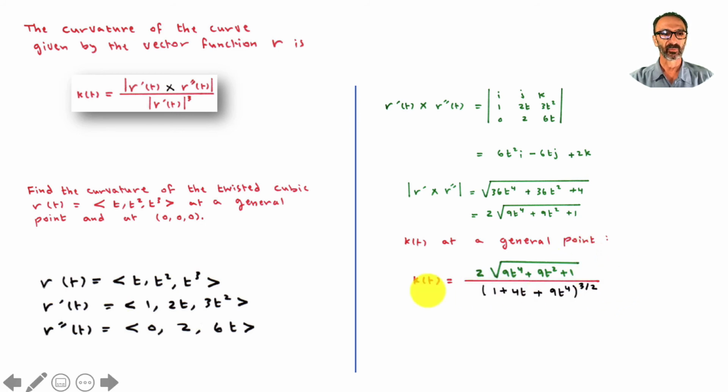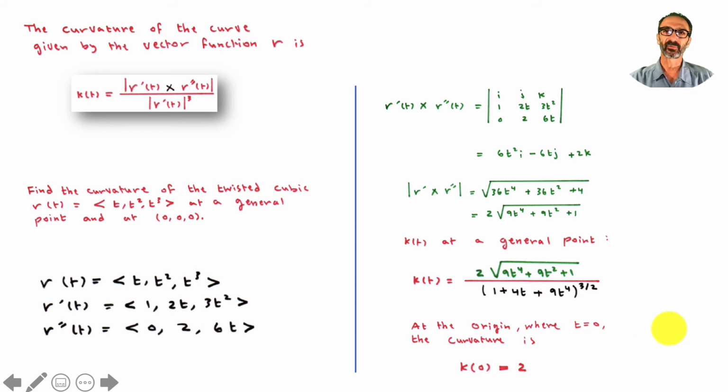Now, we have the curvature at a general point. We need it at 0. At the origin where t equals 0, we just plug in t equals 0, t equals 0, t equals 0, t equals 0, and we just do the algebra. K at 0, or at t equals 0 at the origin, is 2. And that should do it.